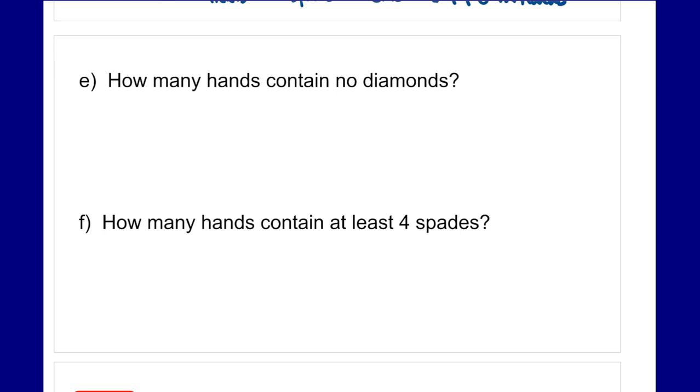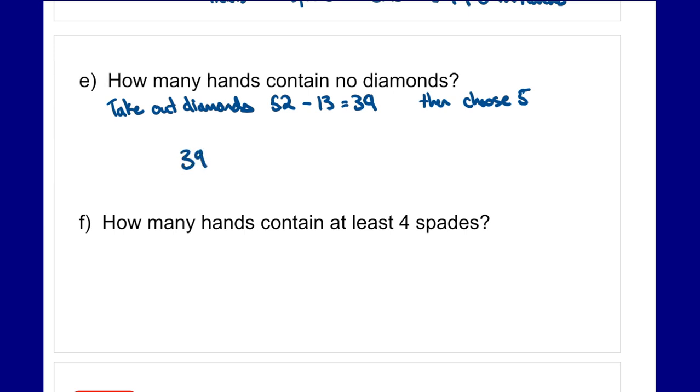So kind of like the indirect method in a way, we have to think about how many options are there that are not diamonds. So if we take out the diamonds, we have 52 options, taking out 13. So there are 39 total options. So we take out the options, and then we're going to choose 5. So we have 39 options, choosing 5 of them. That's 575,575 hands.